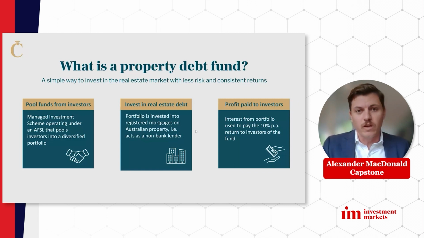So what we do as a fund, we're a managed investment scheme. We operate under an AFSL, and what we do is we pool funds from our investors, and then we lend out as a non-bank lender. We lend out our funds to debt assets that have Australian property as the security for each of our loans, typically as a first mortgage. By doing that we generate interest from our loans, and we're able to pass that on to our investors with the 10% per annum return that we offer. So that's what the fund does in a nutshell.